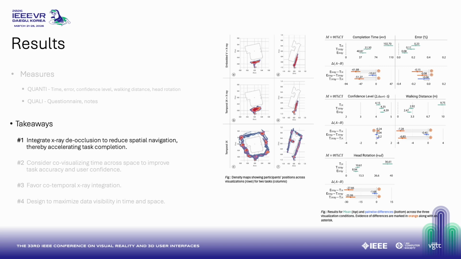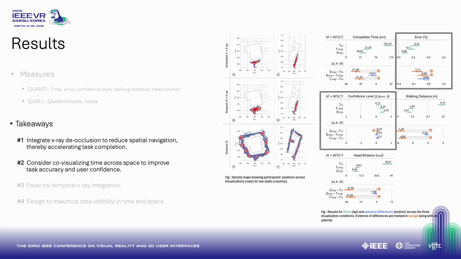We observed that X-ray capability alone significantly reduced the need for navigation, which in turn led to a significant decrease in completion time in the 2 X-ray enabled visualizations. On the other hand, we found that co-visualizing time across space did not significantly affect completion time. However, it had a positive effect on both task accuracy and user confidence. For a more detailed discussion of the takeaways, please consult our paper.